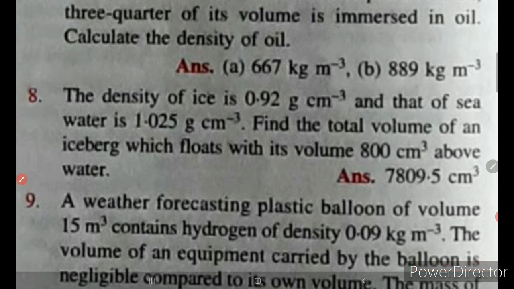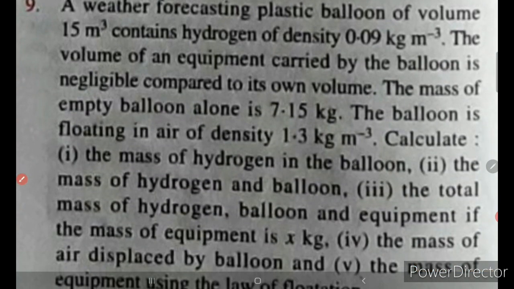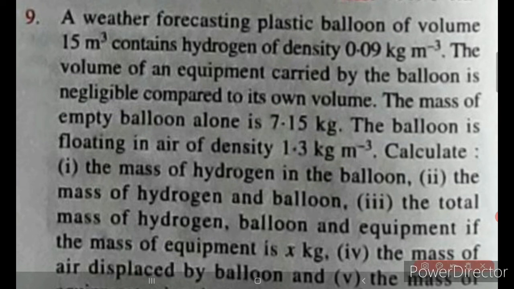Now coming to the last question from this exercise, that is number 9. It's quite long. Please follow the question, or you can refer to the book also. A weather forecasting plastic balloon of volume 15 meter cube contains hydrogen of density 0.09 kilogram per meter cube. The volume of an equipment carried by the balloon is negligible compared to its own volume. The mass of the empty balloon alone is 7.15 kilogram. The balloon is floating in air of density 1.3 kilogram per meter cube.